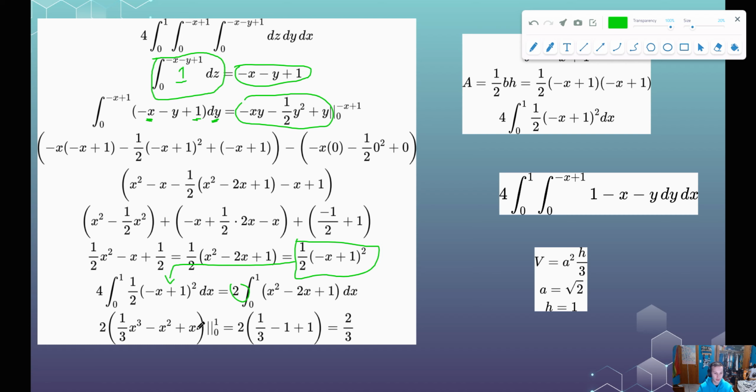And then you get this thing right here. And so you end up getting 2/3. So the volume of our pyramid is 2/3. Okay.